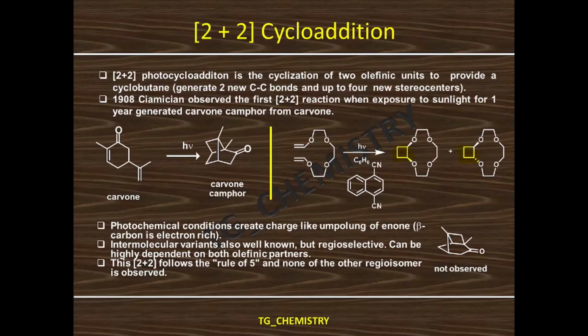And none of the other regioisomers was observed, as you can see here on the right hand side, that when the carvone was irradiated, it didn't yield the other regioisomers. So this was quite specific, and the other regioisomers are not forming in this photochemical irradiation or 2+2 cycloaddition reaction.